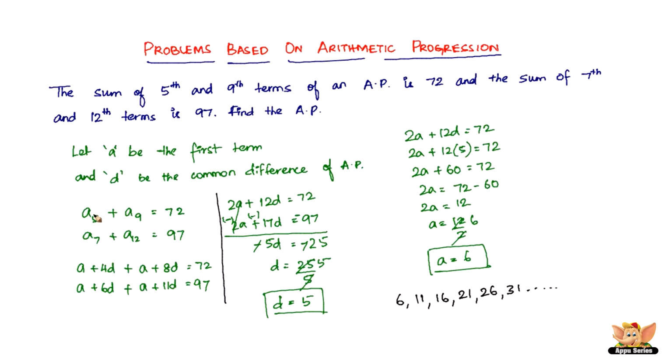So you're converting A5 to A and 4D. So A plus 4D is A5. A9 is A plus 8D. A7 is A plus 6D. So we've converted this entire thing into equations in terms of A and D. That's all. So then, you just come to this. It's a matter of simultaneous equations. Just solve this and you find the AP. So that's that. So that ends this problem. So let's quickly solve another problem.